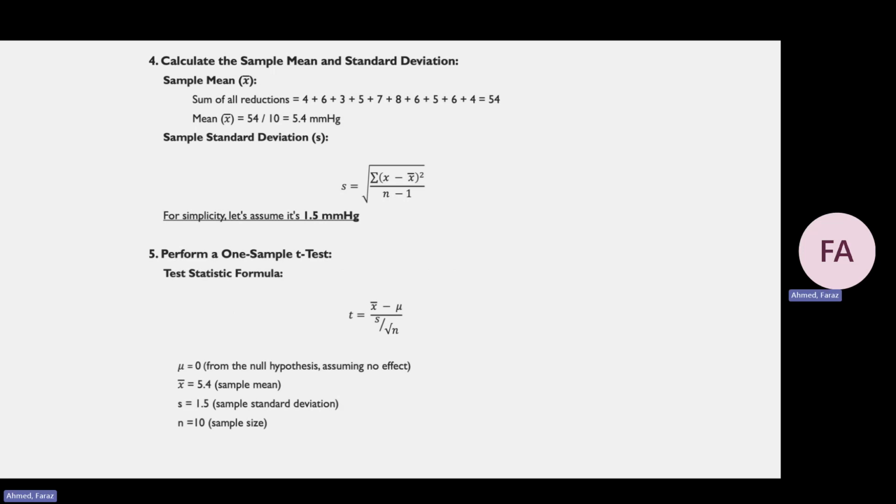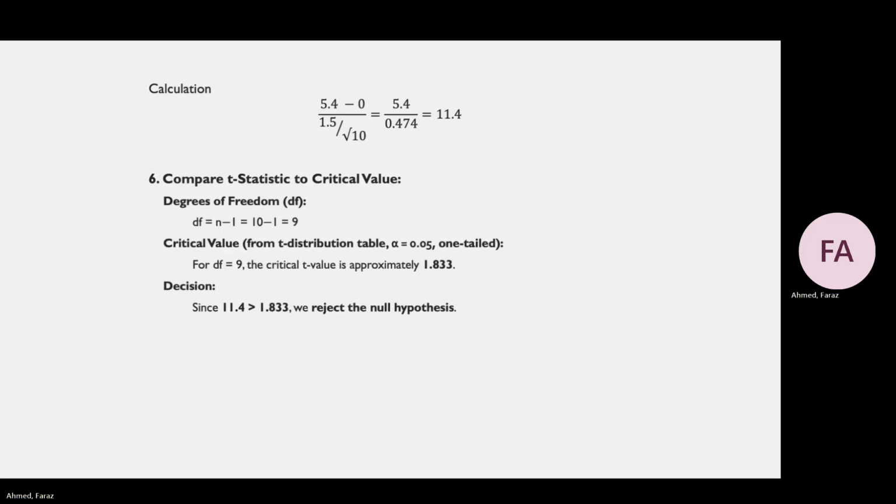We then perform a one sample t-test to find the t-value. We use the given formula to find the t-value, which comes out to be 11.4. To decide whether to reject the null hypothesis, we compare the t-value to the critical value from the t-distribution table. For a one-tailed test with a significance level of 0.05 and 9 degrees of freedom, the critical t-value is about 1.833. Since our calculated t-value 11.4 is much greater than 1.8, we reject the null hypothesis.